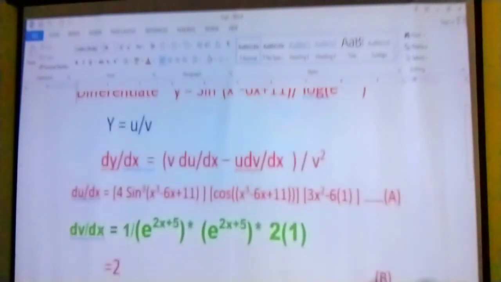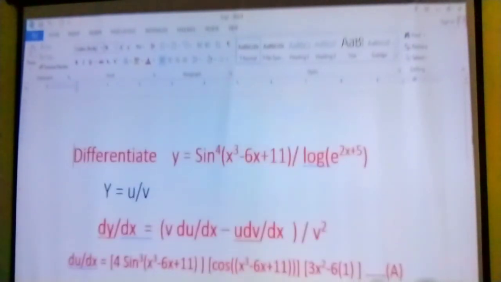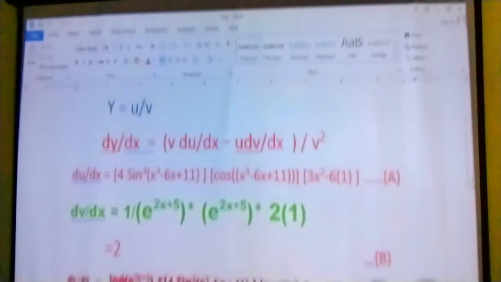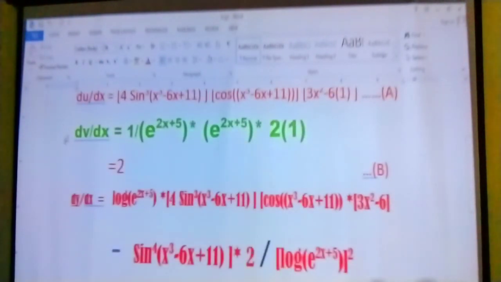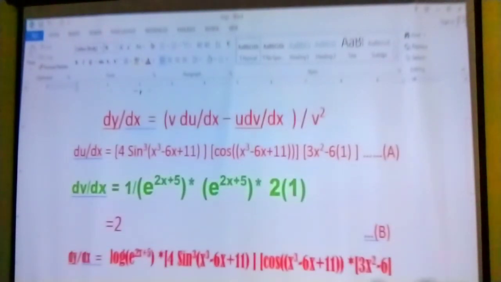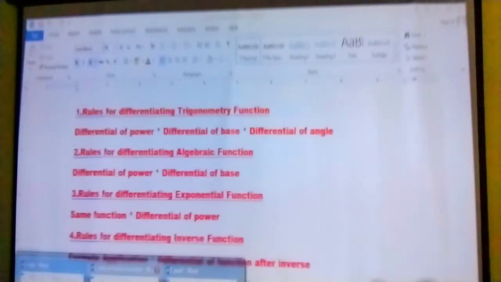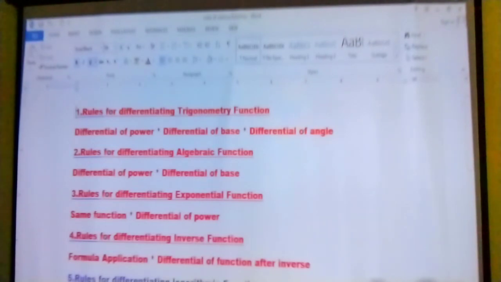Then after this, we have to differentiate v. V is log of e power 2x plus 5. Here you see what I have written: dv by dx. What is the meaning of dv by dx? That is the differential of v with respect to x. This is very, very important. V is actually a logarithmic function, so before this you should know the rule. What is the rule applied for logarithmic functions? 1 by function into differential of the respective function.